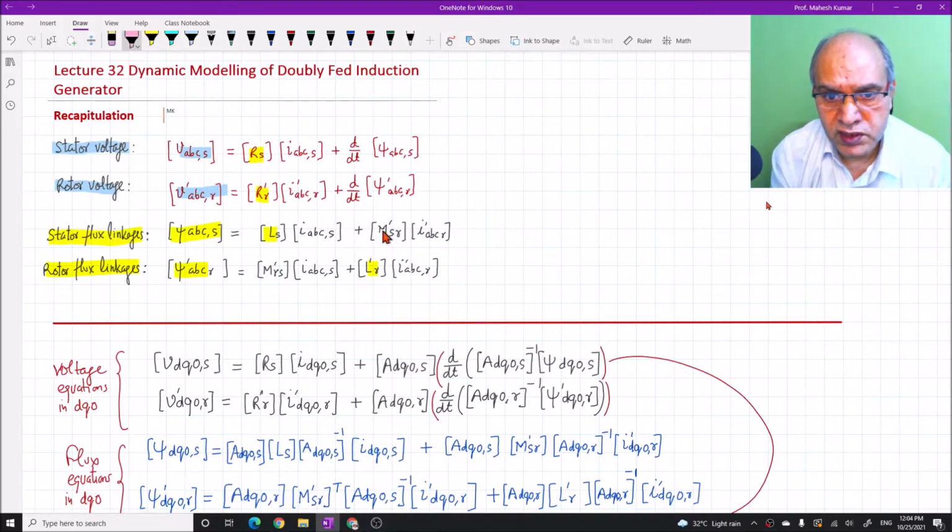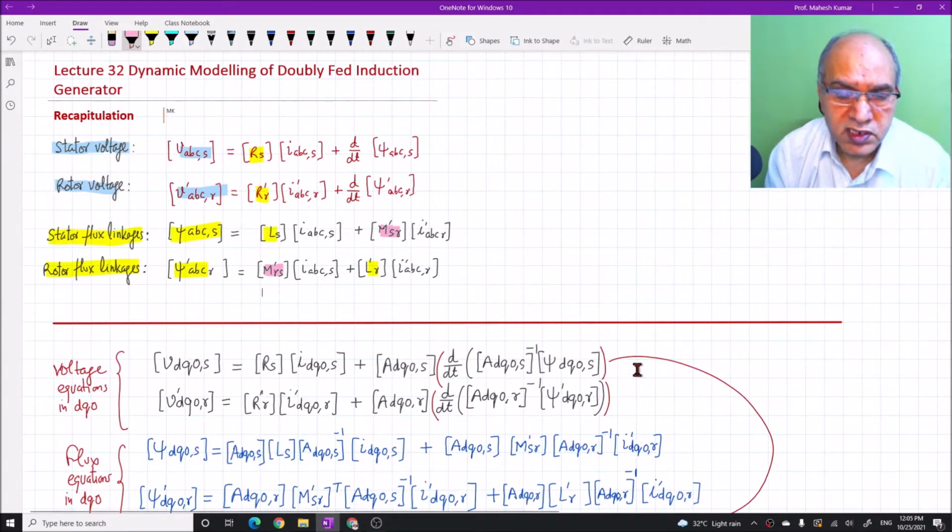For example, if you see Msr dash and Mrs dash, we were trying to transform them into the DQ0 plane or DQ0 frame of reference. Why are we doing that? We have realized that Msr and Mrs dash are functions of theta, which is the rotor position as a function of time, and coupled with the flux linkages, this makes it very difficult to analyze, understand and model in the ABC frame of reference.